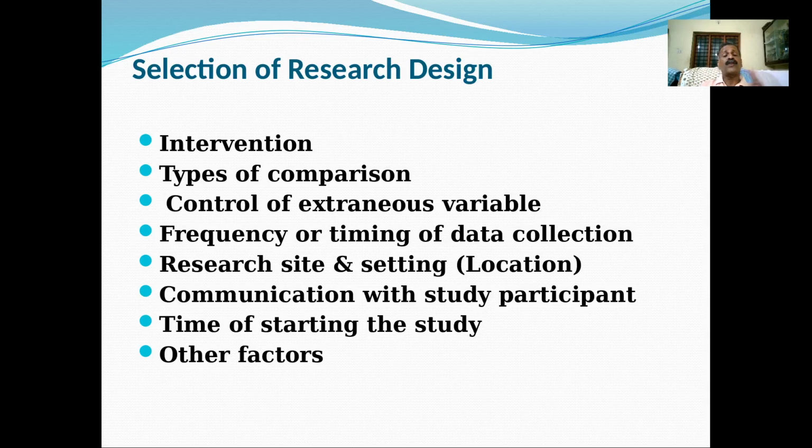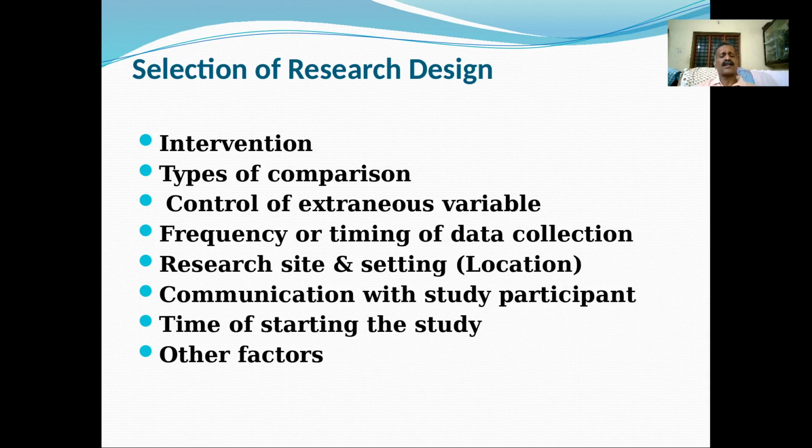And how frequently we are going to collect data. For example, if data is collected immediately after surgery, then maybe about the pain, we are collecting data about the pain after 30 minutes, after 45 minutes, after 1 hour, etc. So that is a frequency. So based on the frequency and timing of data collection, our research design varies.